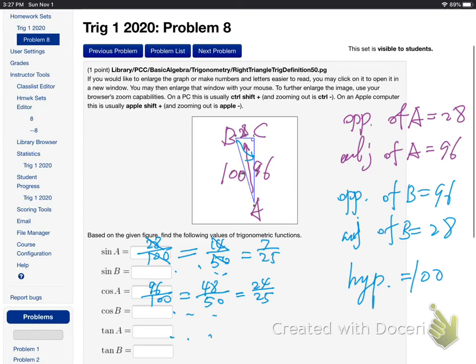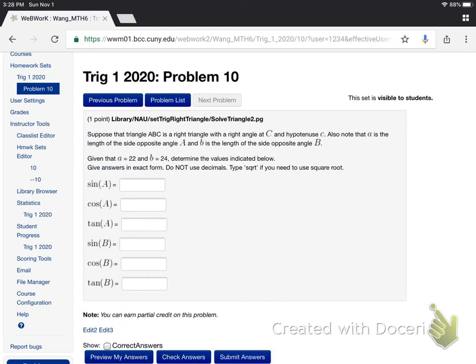But for some questions, you are only given 2 sides. So let's look at this question in the web work. You know A and B, and they want to find the trig value. So A is 22, B is 24. So what's your first job? Your first job is you use the Pythagorean theorem to find C.